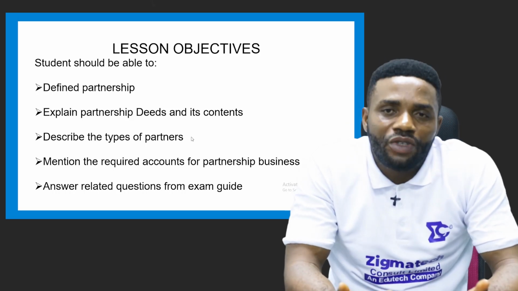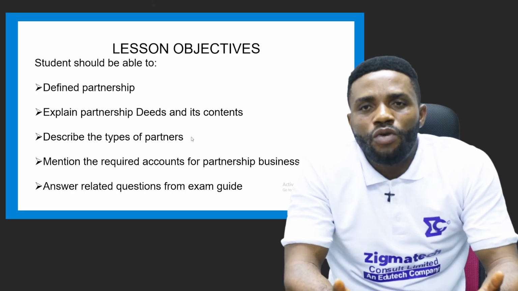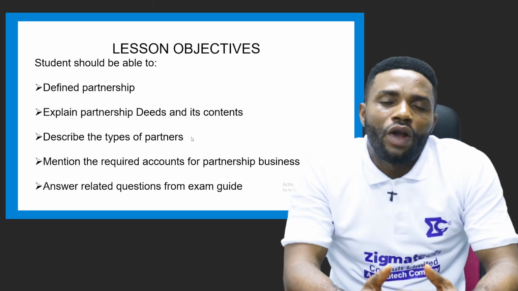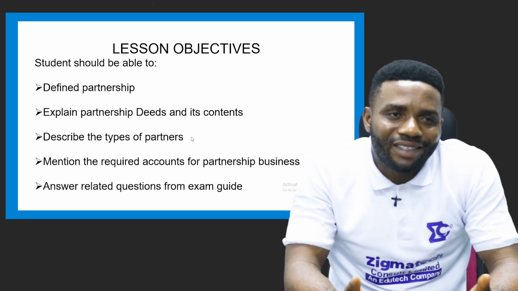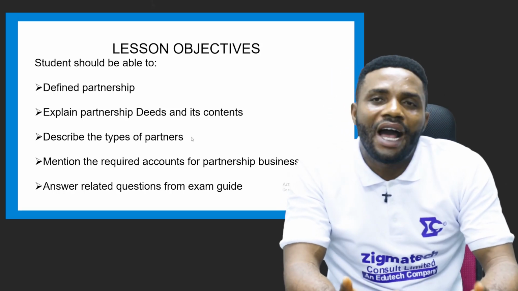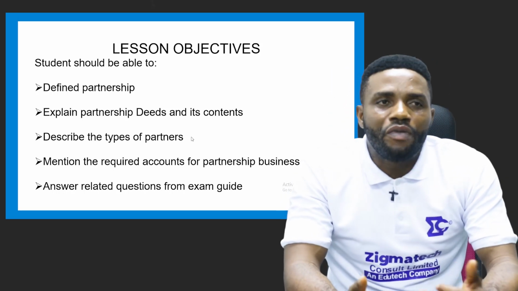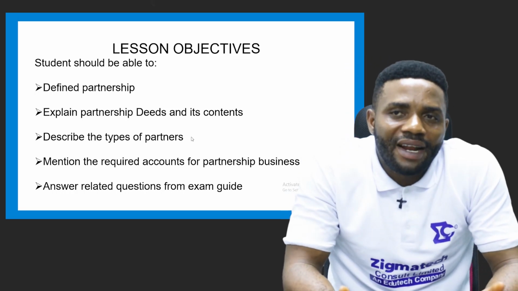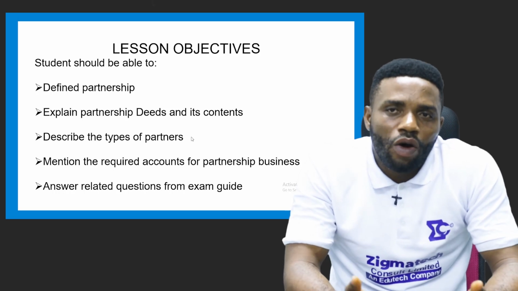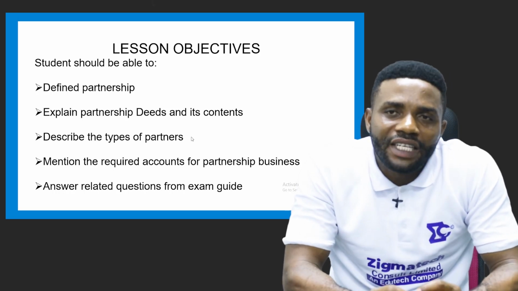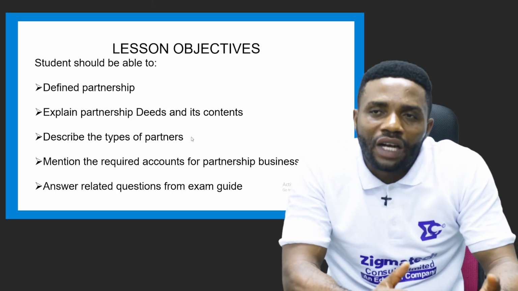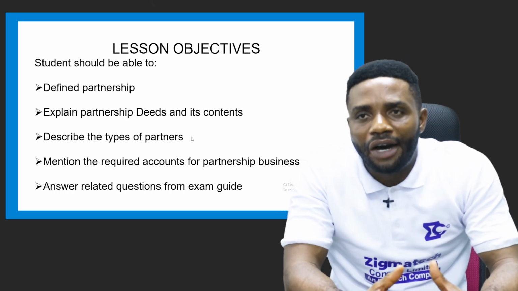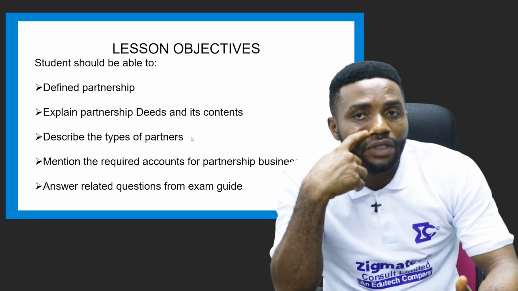Now in today's lesson objective, we have just a few points we are going to look into. Number one, we are going to define partnership. We want to understand what partnership is all about. If you are asked, what is partnership? You should be able to define partnership without stress. The second thing, we're going to explain partnership deeds and their content. What do you understand by the term partnership deed? And what are those components, or what are those contents that can be found in a partnership deed?